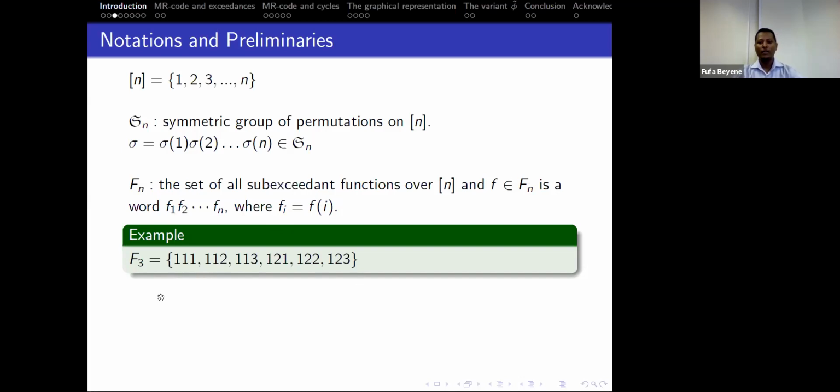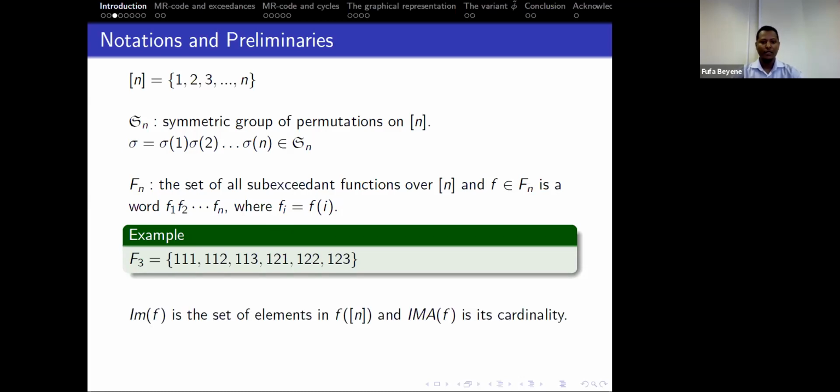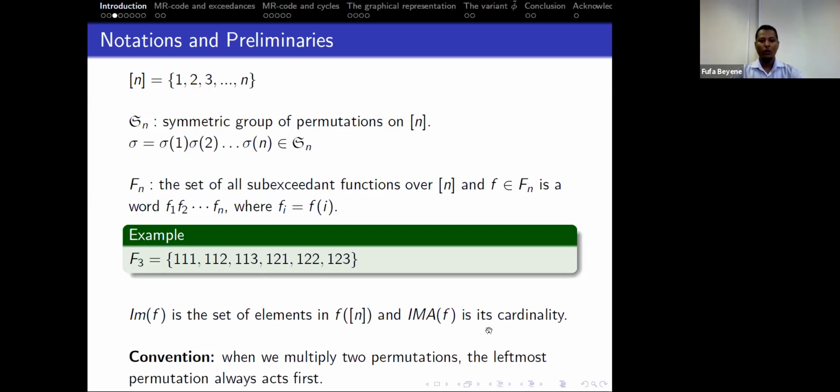For each sub-exceedant function, we associate two different parameters. The first one is the set Im f, the set of images of f, and the other one is ima of f, the cardinality of the set Im f. Further, we need this convention: when we multiply or compose two permutations, the leftmost permutation always acts first.